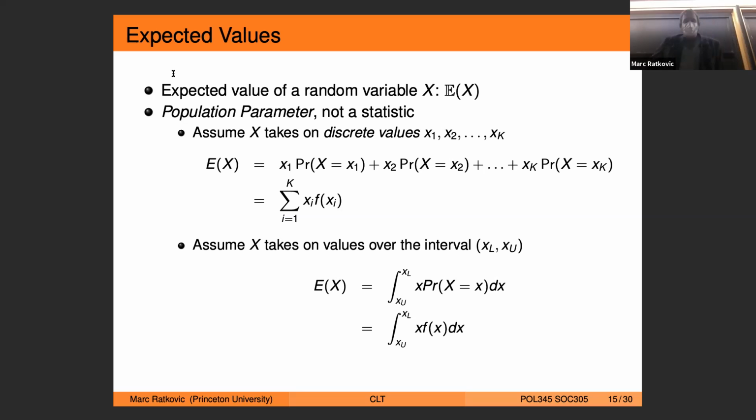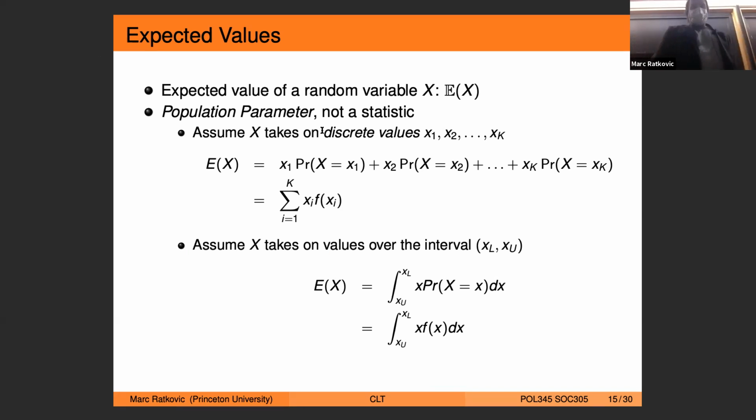Now, we need to define for just a moment the expected value of a random variable. The expected value of a random variable literally means what you'd expect if you were to draw one value of the random variable. It's a weighted average of all the values the variable could take, weighted by the density. So the expected value is a population parameter, not a statistic, which means we never see it. Okay.